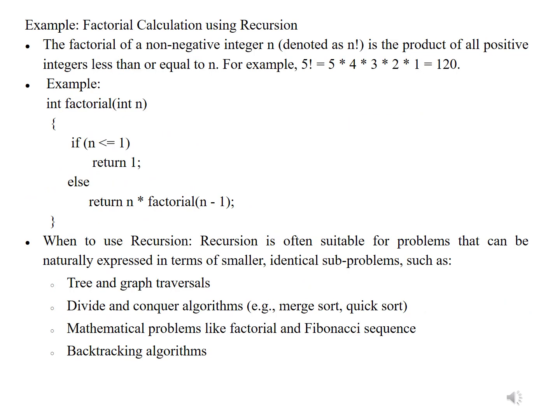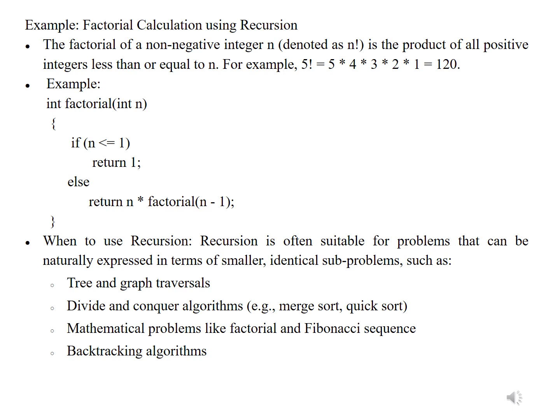Example program: factorial, calculating the factorial using recursion. The factorial of a non-negative integer n, denoted as n followed by an exclamation symbol, is the product of all positive integers less than or equal to n. For example, factorial of 5 is equal to 5 into 4 into 3 into 2 into 1, which will become 120. Now, how we are writing the code.